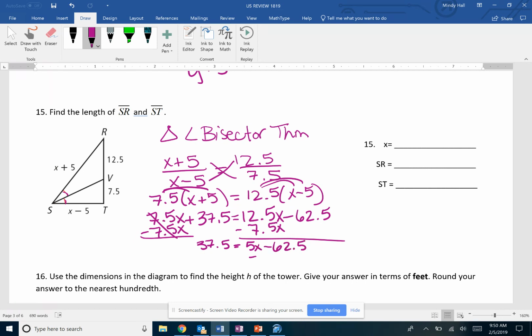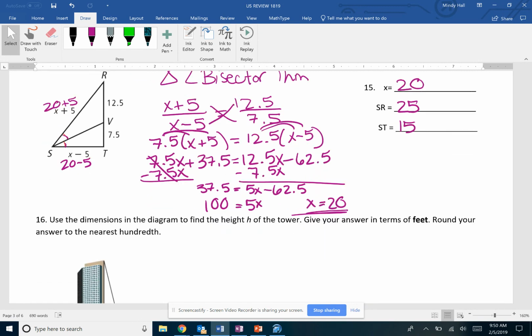And then for the sake of space, when you add 62.5, you get 100. So then x equals 20. And then because they want SR and ST, you plug it in. So SR is 20 plus 5, which is 25. And ST is 20 minus 5, which is 15.